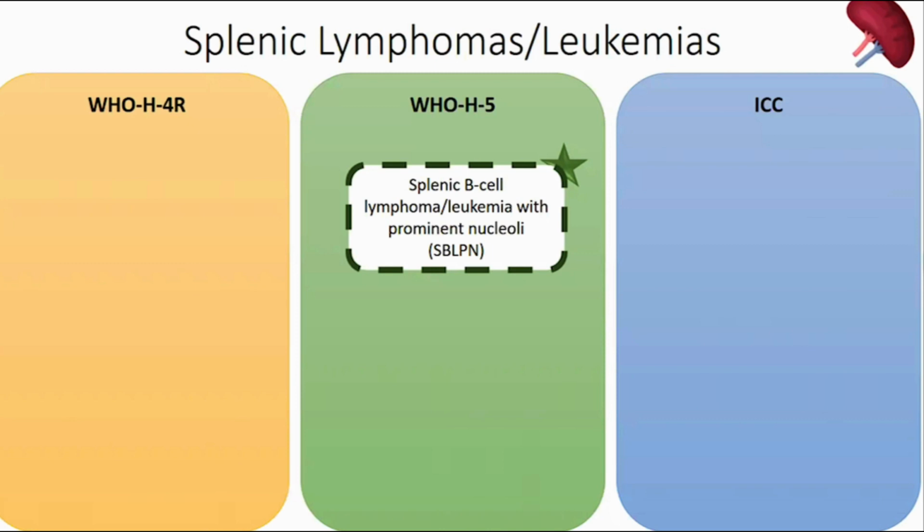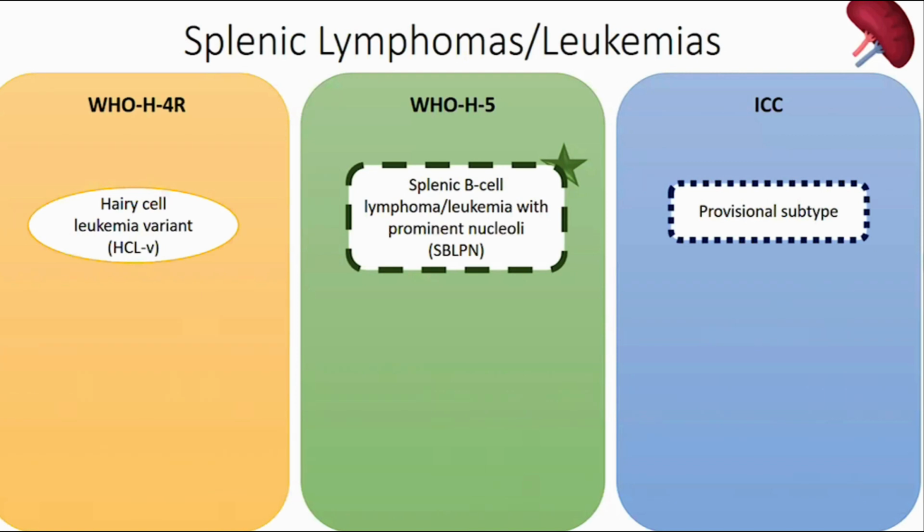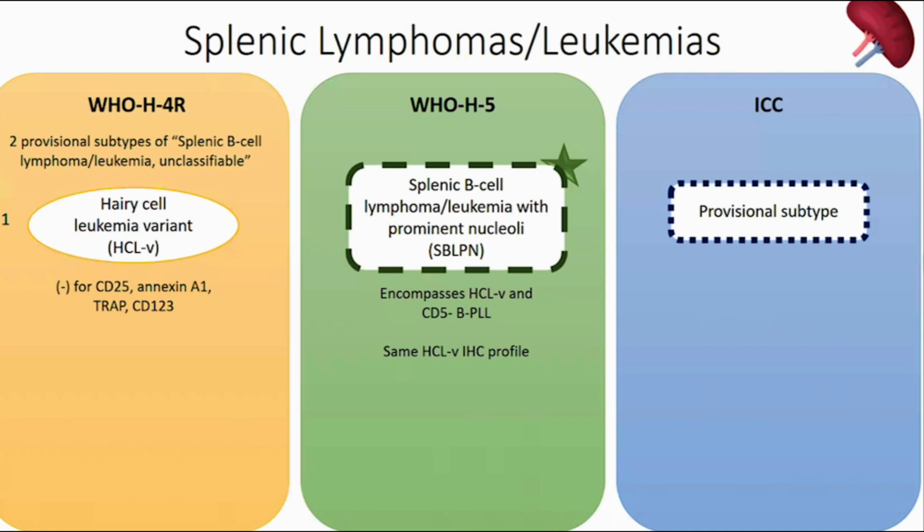But this entity actually includes the hairy cell variant that was discussed in the 4R and was there a provisional entity under splenic B-cell lymphoma unclassifiable. But SBLPN also includes B-PLL. Remember how I said that those cases have moved? And altogether, SBLPN affects the elderly. It's known to be more aggressive than hairy cell leukemia, the classic type.